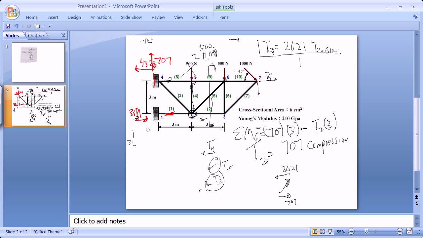If we look at this here, we know that on this section as it's cut, we start with 500 down. We then have 1,000 in this direction. We then have 2621 going right across that way. And then we have 707 going back. And what we have to realize is right there, it should be exactly the same direction as this truss, so it should be up at 45 degrees.